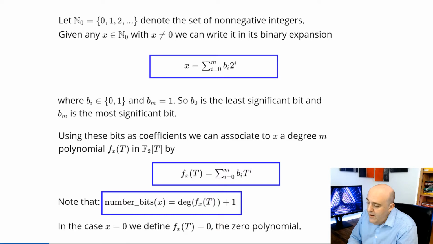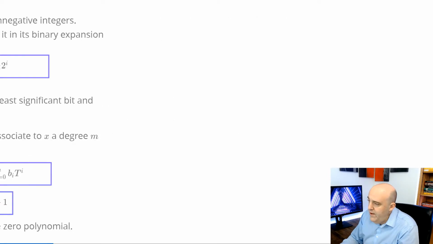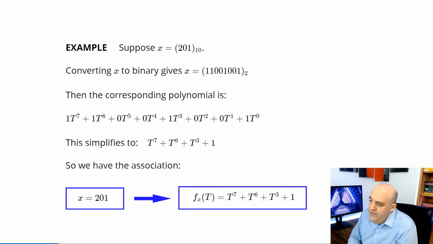And note that the number of bits of x is related to the degree of this polynomial. They're not exactly equal, but up to plus 1 they are. The number of bits is equal to 1 more than the degree. The number of bits of x here is m plus 1, because we're going from 0 to m, whereas in the polynomial definition fx(t), the highest power of t is t to the m. So the degree of the polynomial is m. In the case of x equals 0, we'll just define the associated polynomial to be the 0 polynomial. That way, we get an association for every non-negative integer.